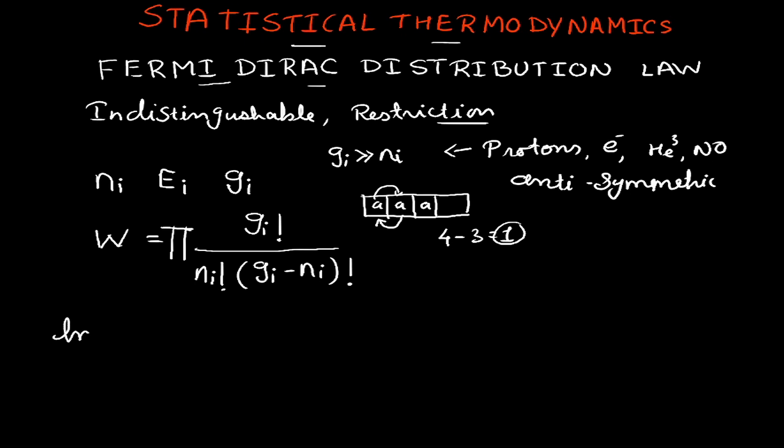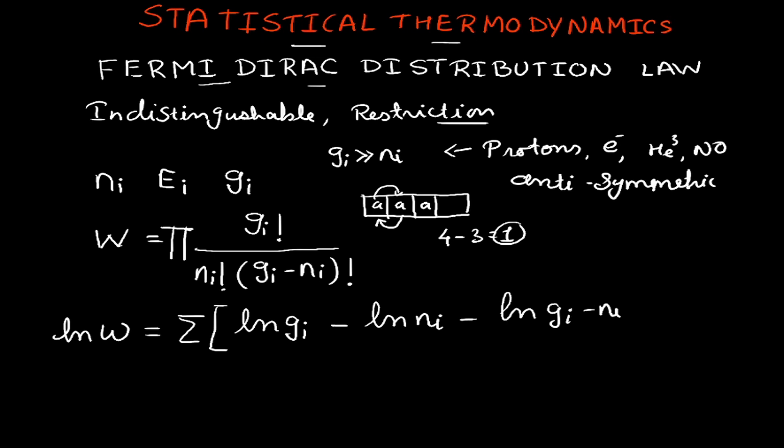So first we will be taking the logarithm on both sides, so ln W will be equal to, and as we know that pi could be converted into summation, we will have ln gi minus ln of ni factorial, and division is minus, so minus ln of gi minus ni factorial. Now we will be applying Stirling's approximation, as all are very large numbers, and Stirling's approximation is given by ln of x factorial is x ln x minus x.